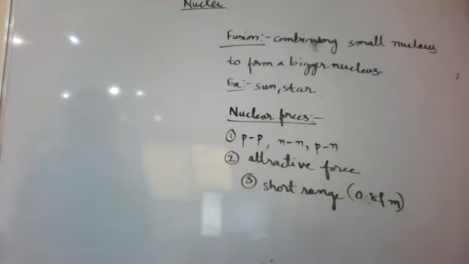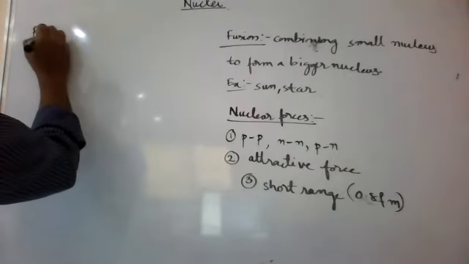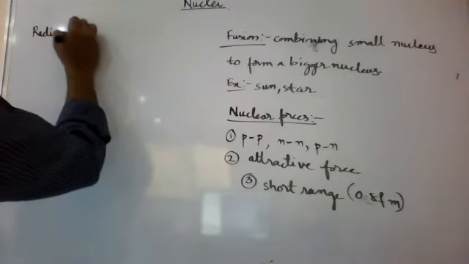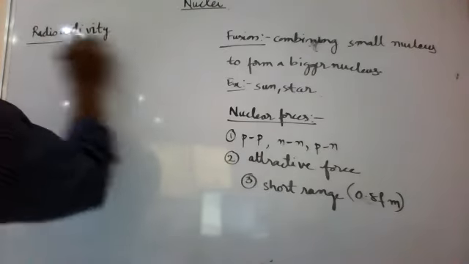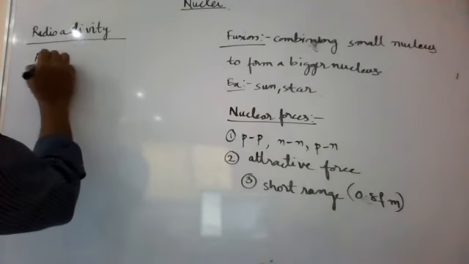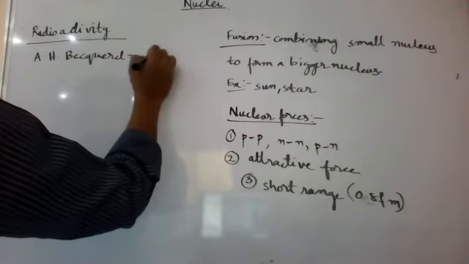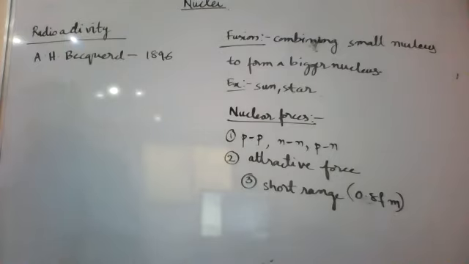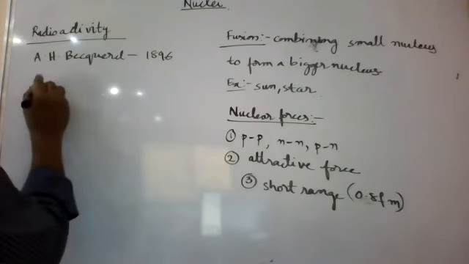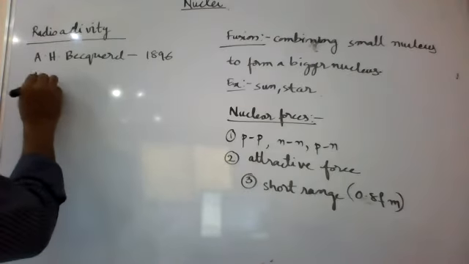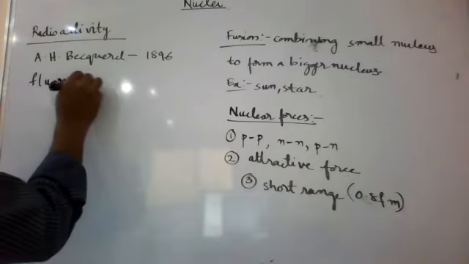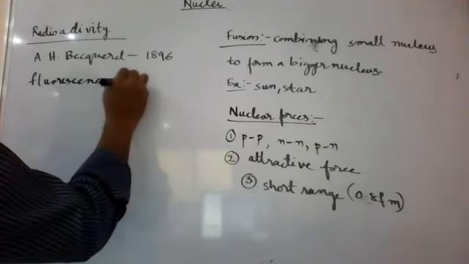Now here we have radioactivity. Radioactivity was first discovered by Henry Becquerel, A.H. Becquerel. I will take 1 or 2 minutes to explain what exactly he found out. Henry Becquerel was doing experiments on fluorescence phenomena. Fluorescence means delayed photoelectric effect. He was doing experiments on fluorescence and phosphorescence phenomena.